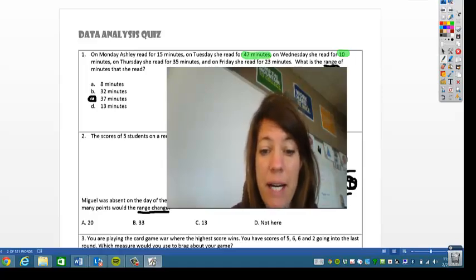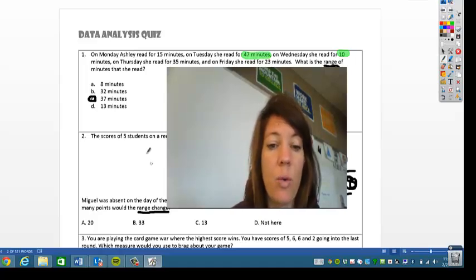Then I add Miguel's 65 to the scores, so I can find my new range, which is this 98 minus 65. This is where a lot of us messed up, okay? This range is going to be 33, and a lot of us put B.